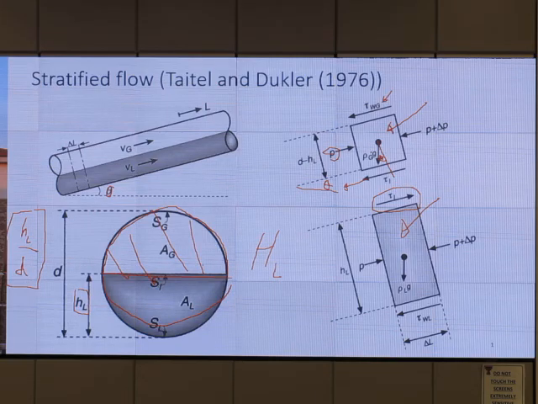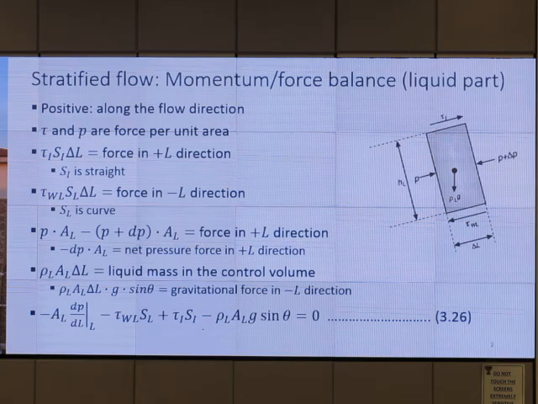Arya Shadi. What is the direction of rho g sine theta? Positive x, positive y, negative y. Y is this way. X is this way. Rho g sine theta will be what direction? Positive x, positive y, negative y. Or do you want to look at the next slide? What is the direction of rho g sine theta? Negative x. Yeah, good, right? Negative x.